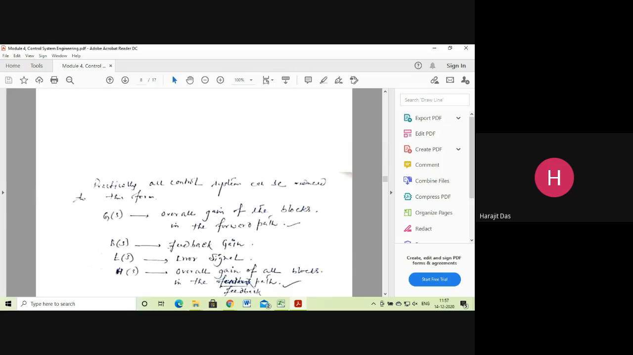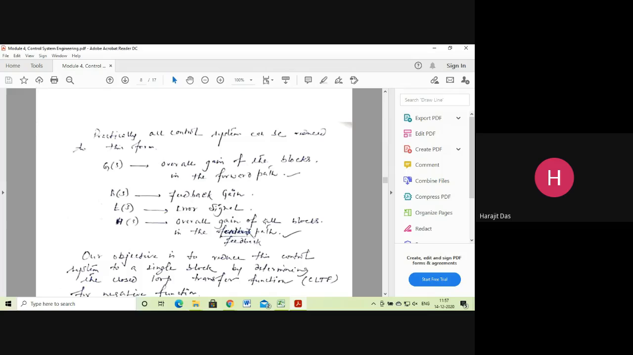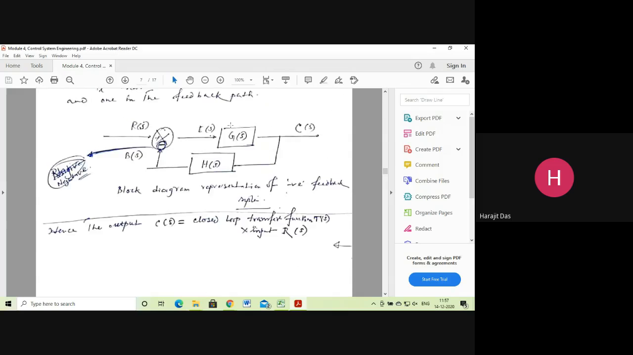So B of S is the feedback signal. I told you B of S is the feedback signal. E of S, earlier it was small e of t, now it is capital E of S, that is the error signal. H of S is the overall gain of all blocks in the feedback loop. In the feedback part you can see H of S is the feedback gain. And here it is the overall gain, here it is the feedback gain in the feedback part, and B of S is the feedback signal. So these are signals which are on the arrow marks.